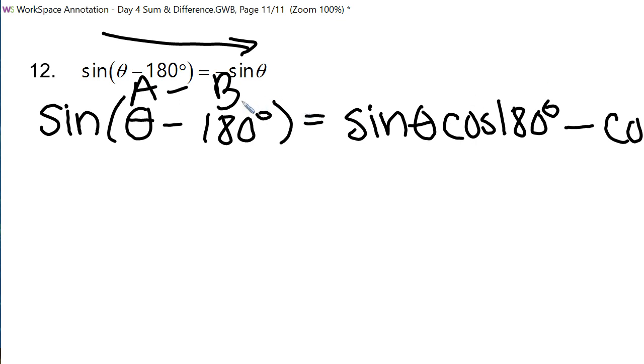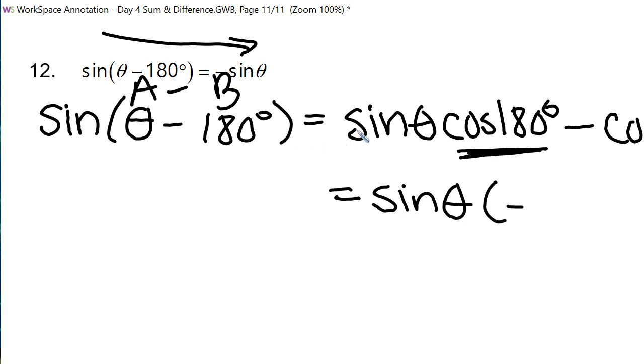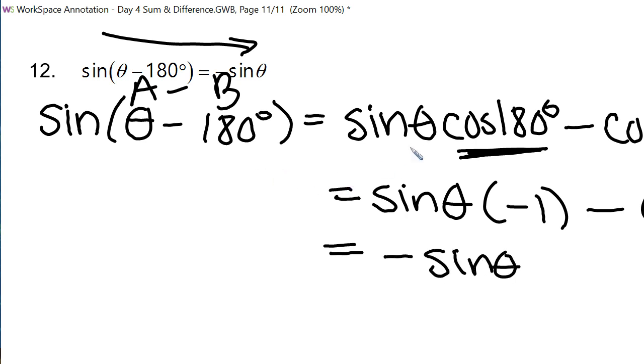Now, we can't do anything with this theta, but we can find the cosine of 180 degrees and the sine of 180 degrees. So bring down your sine of theta. And what's the cosine of 180 degrees? Negative 1. Minus cosine of theta, and what is the sine of 180 degrees? 0. What's sine of theta times negative 1? Negative sine of theta. And negative times cosine times 0 would be 0, so it's just negative sine of theta, and we proved that the left side equals the right side.